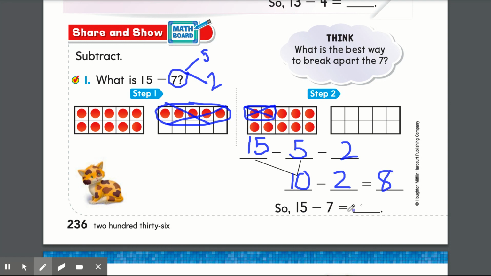Very good, boys and girls. 15 minus 7 equals 8. Good work. Fill all of that in on number 1 on page 236.